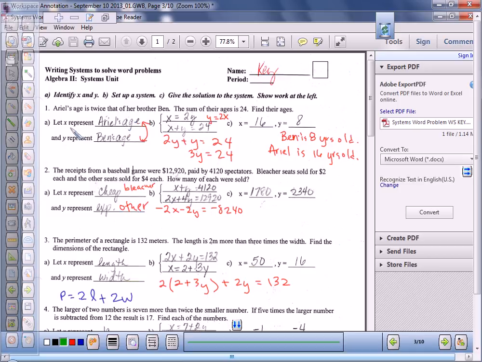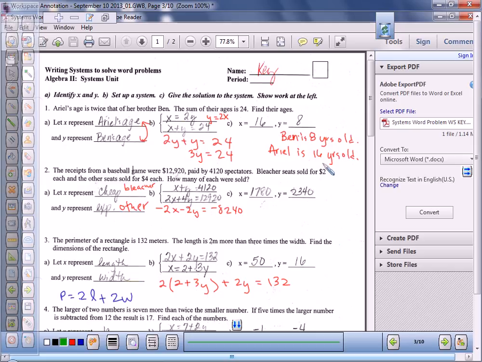So if I let x represent Ariel's age and y represent Ben's age, then we would have this scenario. Because Ariel's age, x, equals twice that of her brother Ben, 2y. Now if I reversed it, I'd have y equals 2x, which you might like better just because it's y equals. But this second equation wouldn't change at all. x plus y equals 24, because the sum of theirs is 24. So I would probably use substitution. Since x equals 2y, plug it in. Get y is 8. So Ben is 8 years old and Ariel is 16. Any questions about number 1?